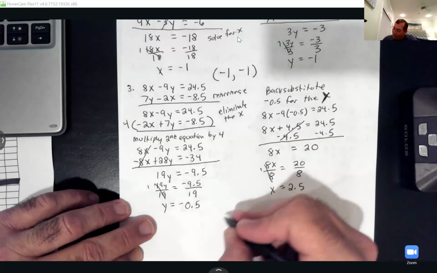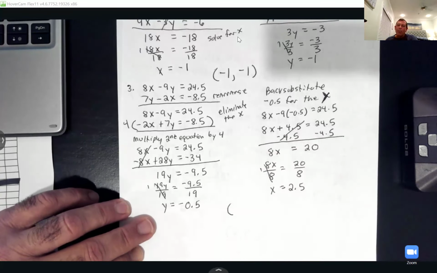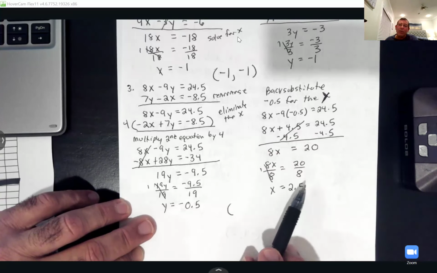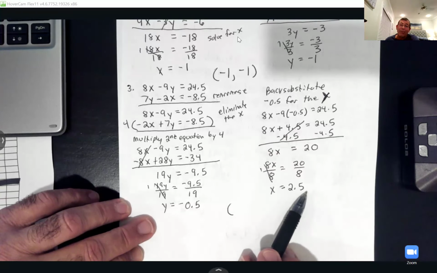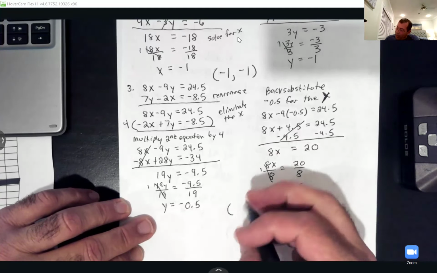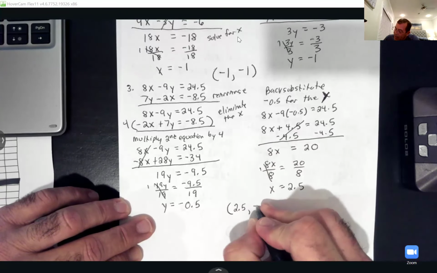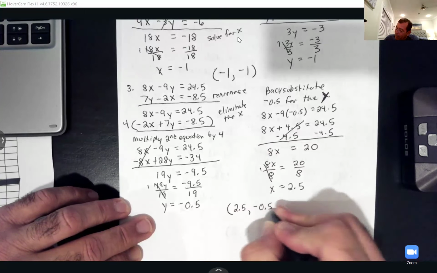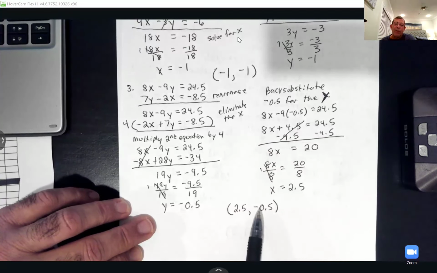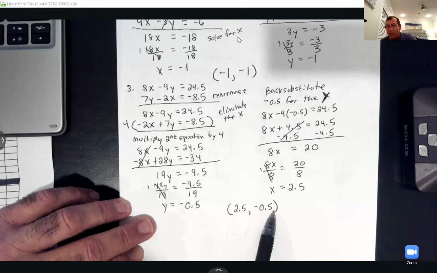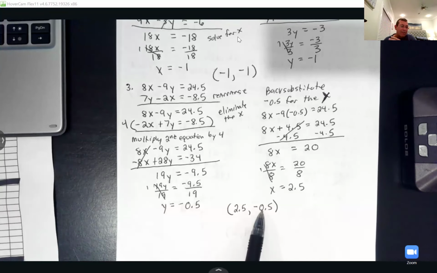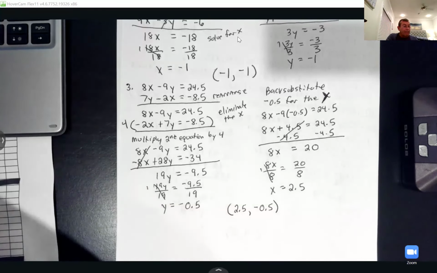Now remember, ordered pair, put the x first. Although it was the last variable we solved, it's still first in the ordered pair. So bring down your 2.5, comma, negative 0.5. Now MATLAB will let you put negative .5 also if you want. You don't have to have the 0 there. But like I said, MATLAB will take it either way.